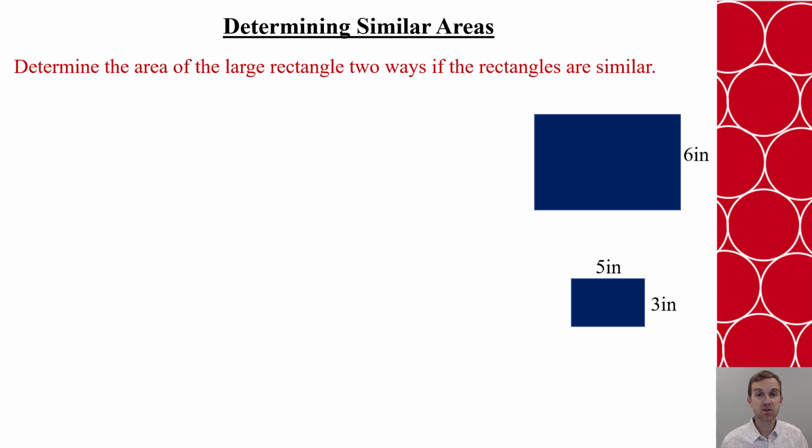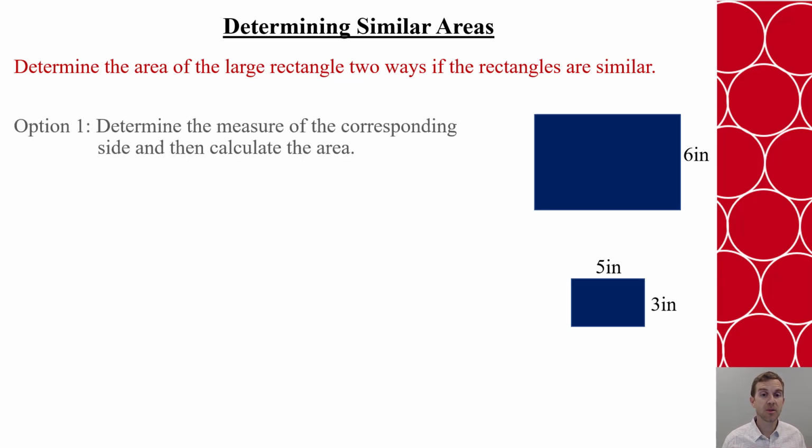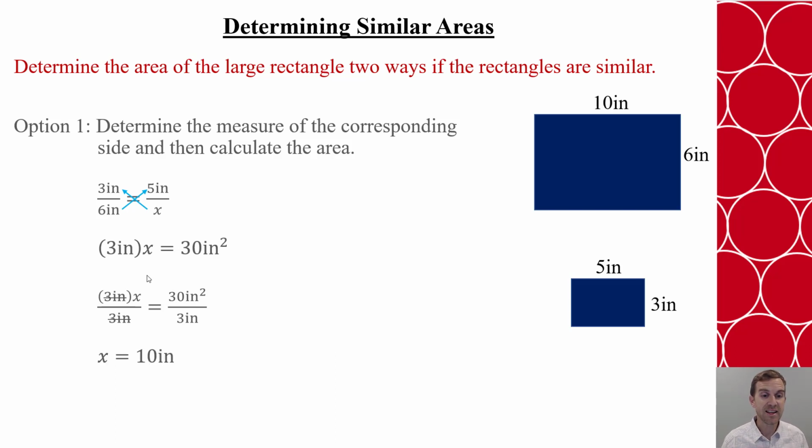Say we have these two rectangles and we want to determine the area of the large rectangle. Let's look at it two different ways. One method would be to determine the corresponding side that's missing and then calculate the area of the large rectangle. So I would recognize that 3 inches to 6 inches equals 5 inches to my unknown side up here. I can then cross multiply, and I would get 3 inches times x will equal 30 square inches. When I divide both sides by the 3 inches, that will simplify my units back down to the length of that side, which would be 10 inches.